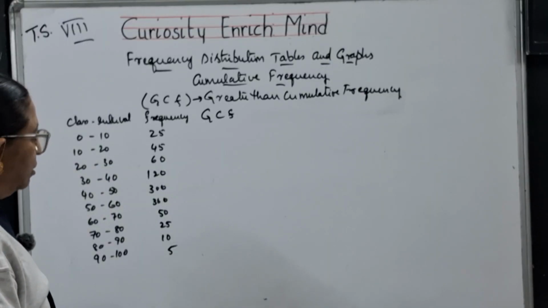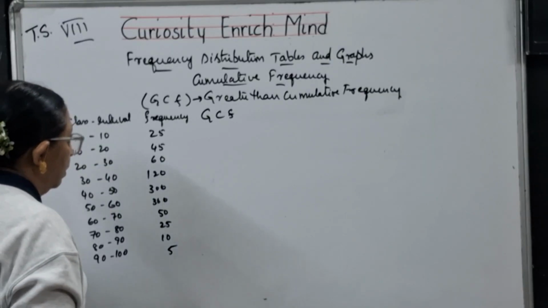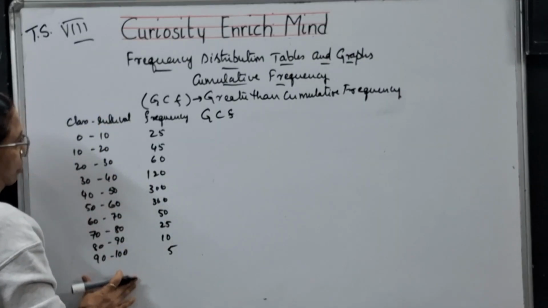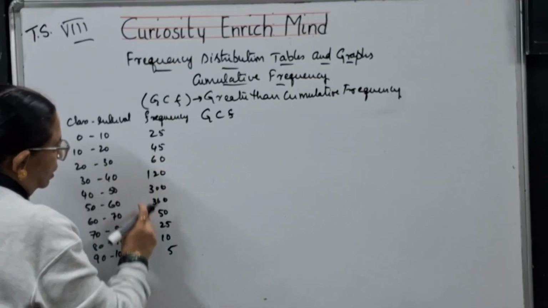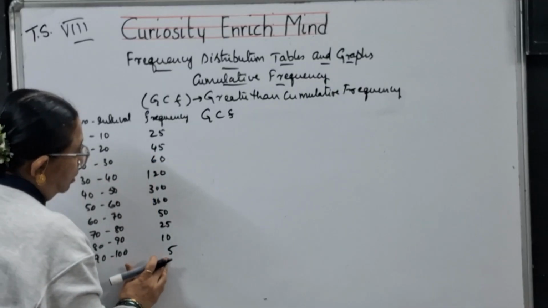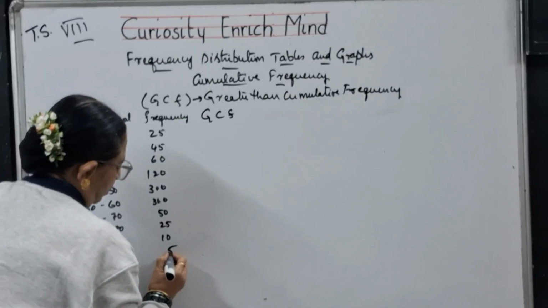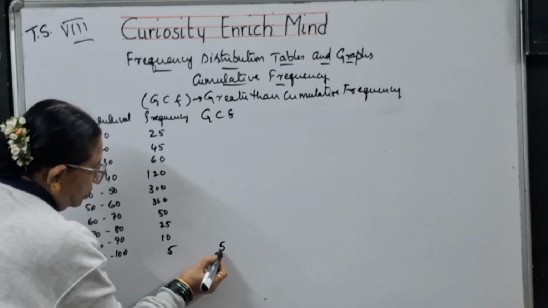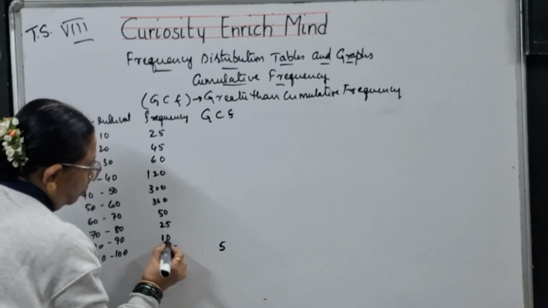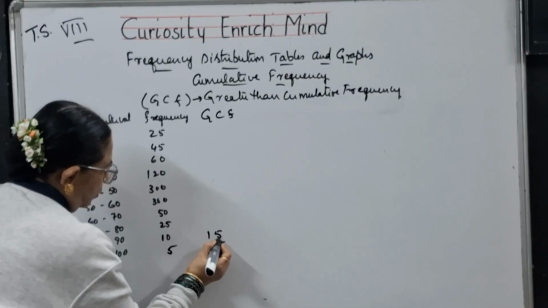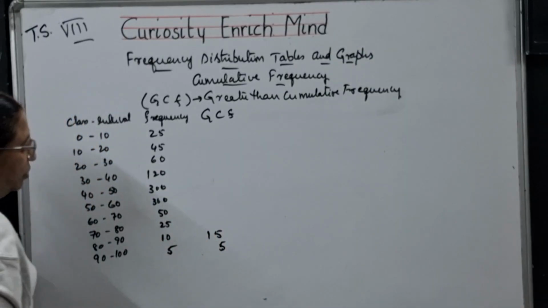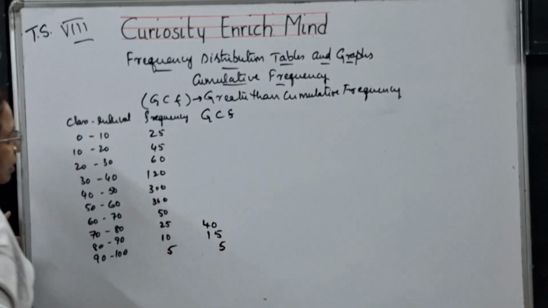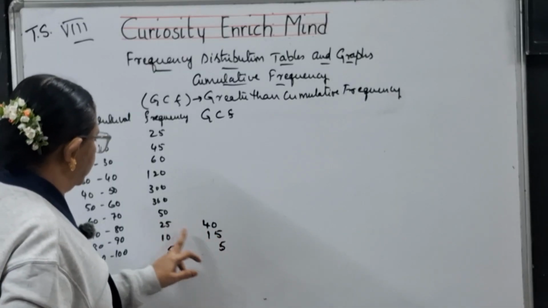For this greater than cumulative frequency, what you need to do is start writing from the greatest value of the class interval. So here the greatest value is here. That means from here you have to start writing the cumulative frequency. Whatever this number is, write it as it is. After writing this number, it should be added to the next. 5 plus 10 is 15. 15 plus 25, how much are you getting? 40, isn't it?